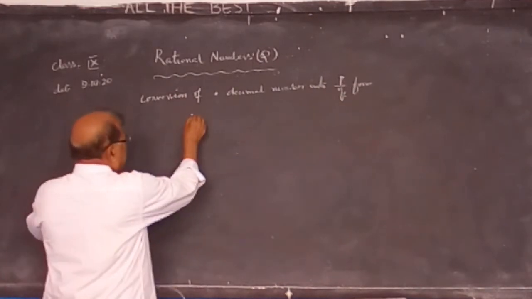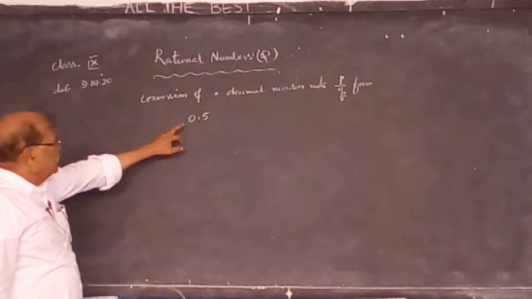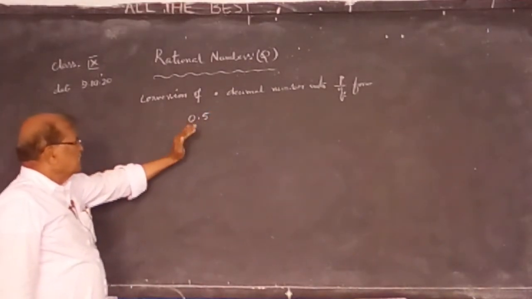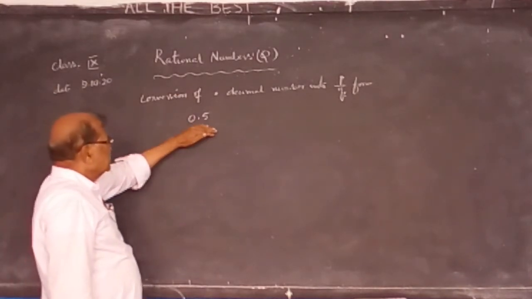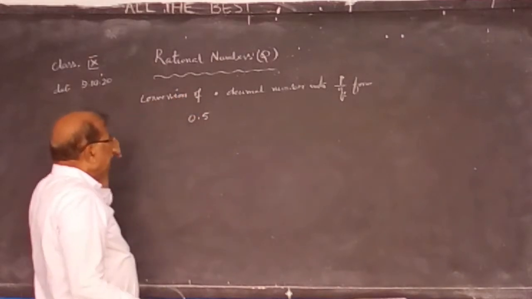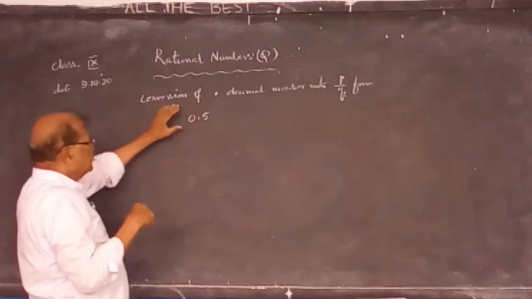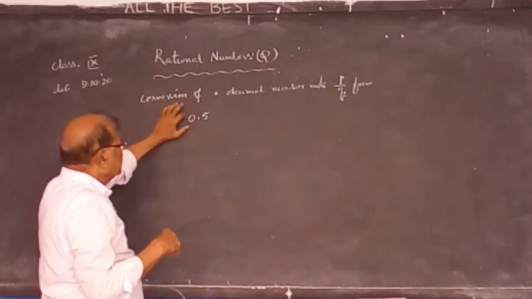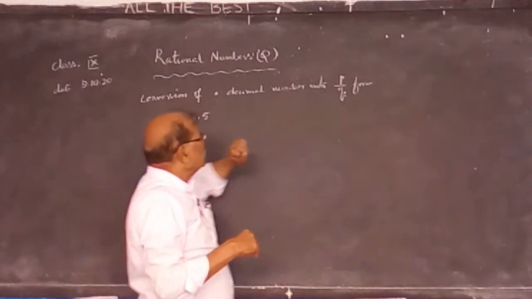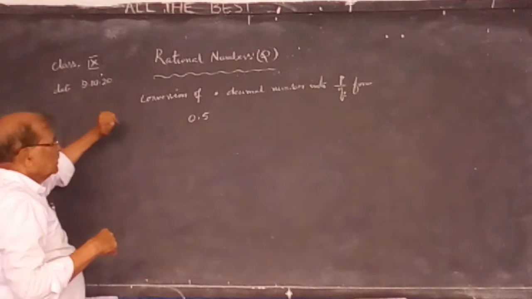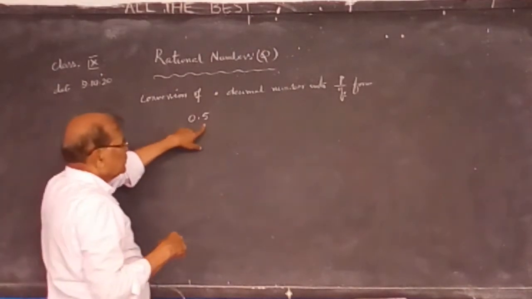Small example. See 0.5. 0 is called the integral part. After the decimal, it is called the decimal part. The decimal part, it is a terminating decimal. How do you convert this into the form of P by Q?